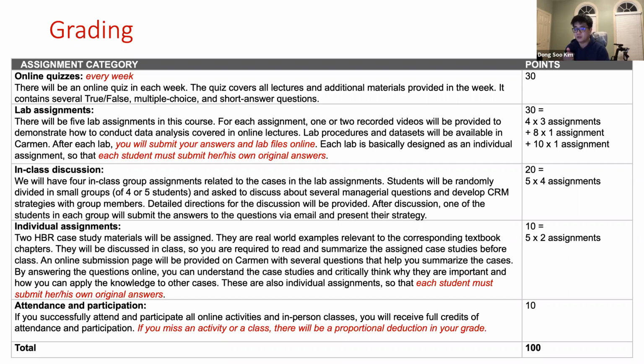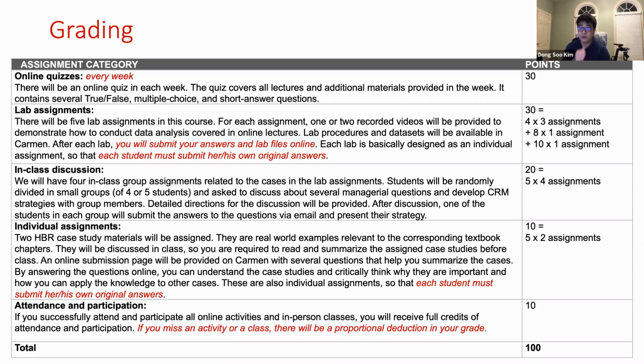Some discussions are allowed, like what is the due date for this assignment, something like that, but any other types of collaboration are not permitted. Third, in-class discussion. As I introduced, we will have 4 in-class group assignments related to the cases in the lab assignment.